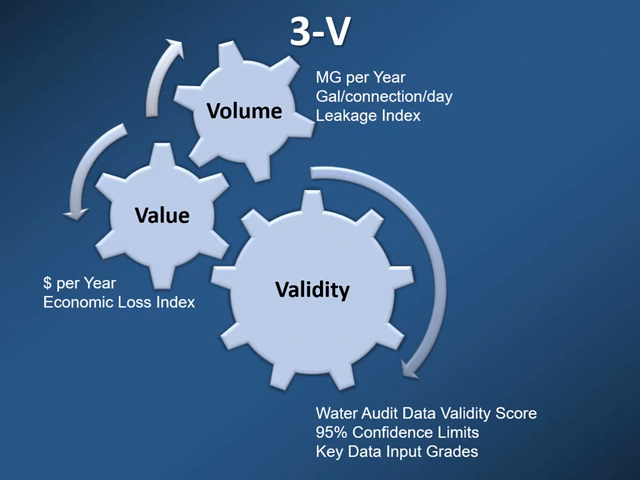Validity, value, and volume. The biggest gear is validity. We have to be able to assess how reliable the metrics in the audit are, and we'll talk a little bit more about that in just a few minutes when we get into our refresher on gremlin hunting. The value and the volume, those are really the numbers that matter. How much water are you losing and what is it costing you? That's the relevant information you need to then decide where to place your priority and what tool to pull out of the toolbox.